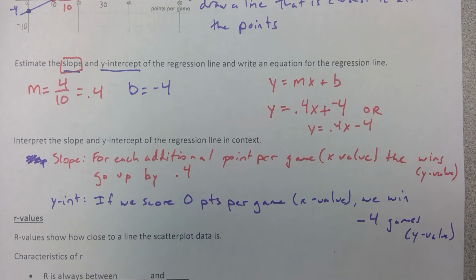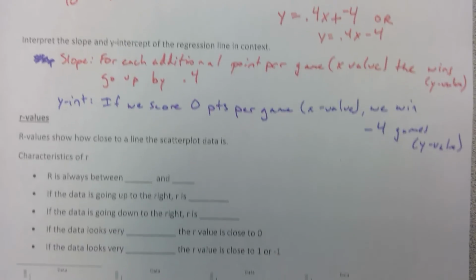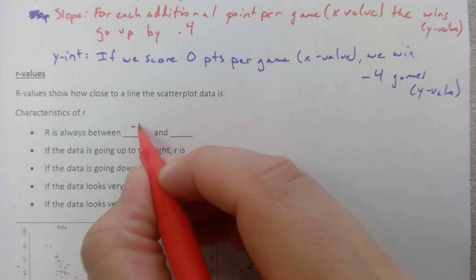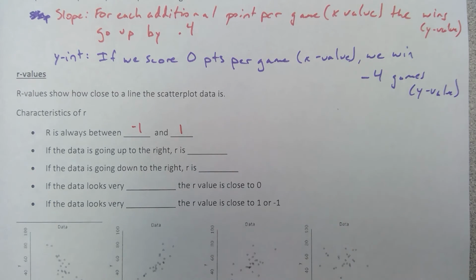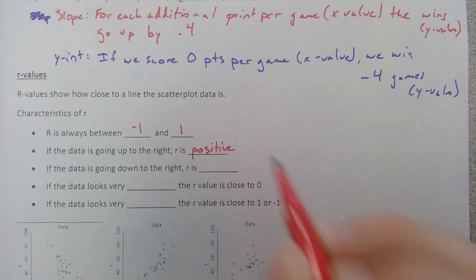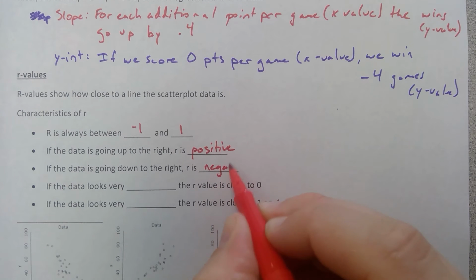Now, we're going to move on to something called an R value. Okay, so what this R value does is going to show how close to a line our scatter plot data is. Okay, so there's a few characteristics of R that we're going to fill in here. First off, R is always between -1 and +1. Okay, if the data is going up to the right, it's going to be a positive R. If the data is going down to the right, R is negative.